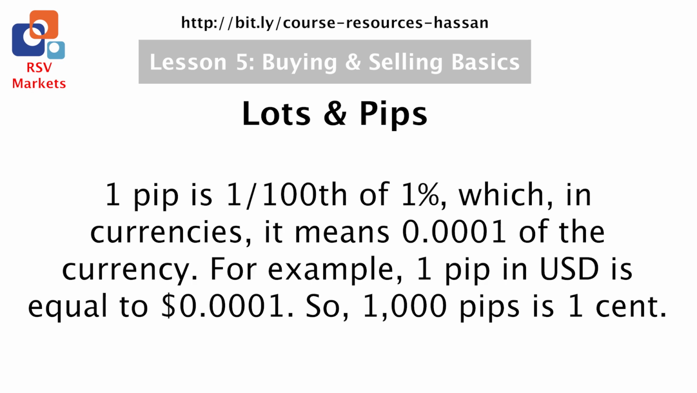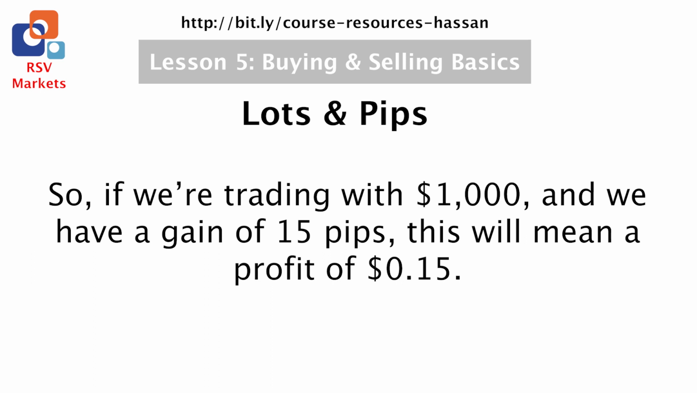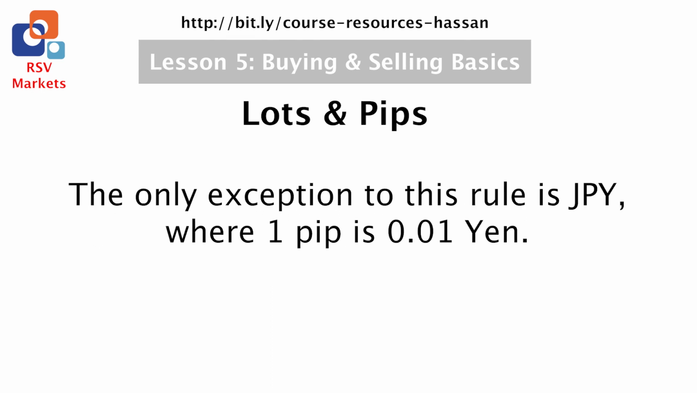1 pip is 1/100th of 1%, which in currencies means 0.0001 of the currency. For example, 1 pip in US dollar is equal to $0.0001. So 1,000 pips is 1 cent. So if we're trading with $1,000 and we have a gain of 15 pips, this means a profit of 15 cents. The only exception to this rule is Japanese yen, where 1 pip is 0.01 yen.